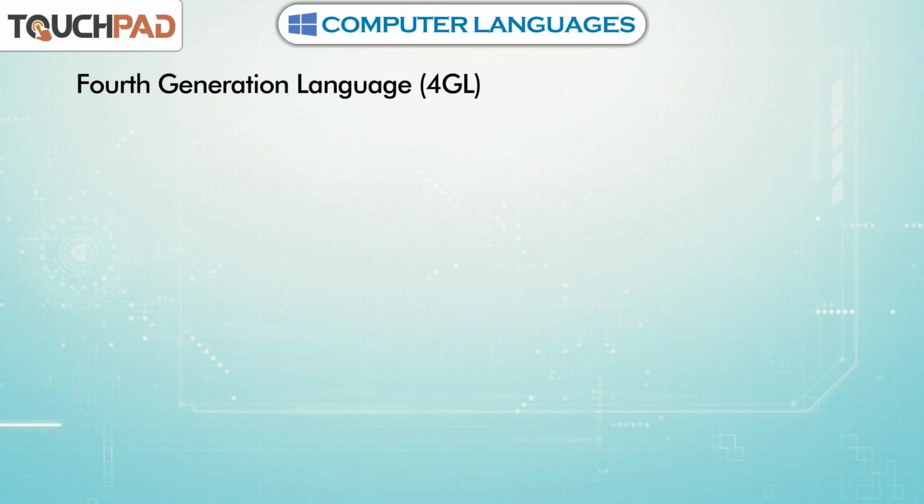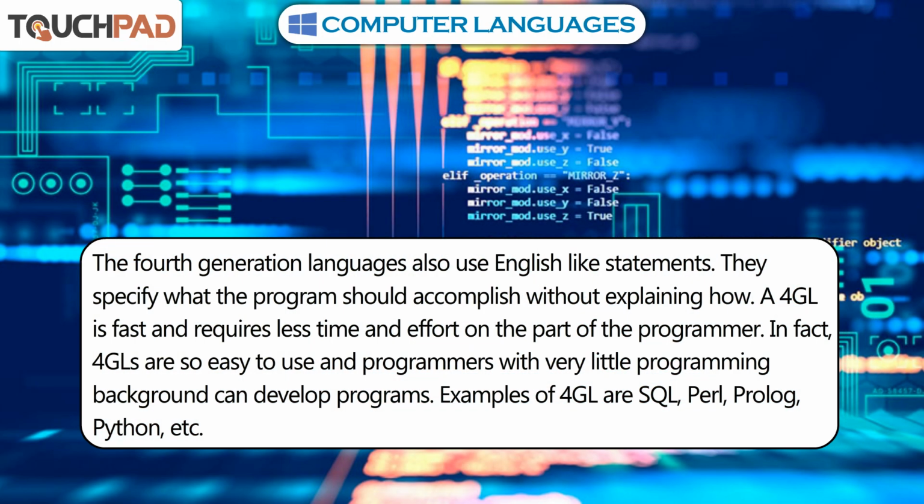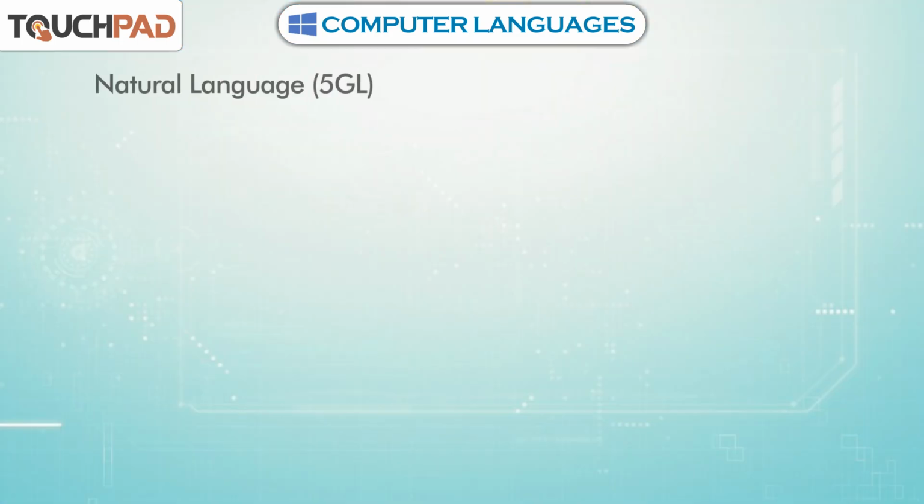Fourth generation languages, 4GL. The fourth generation languages also use English-like statements. They specify what the program should accomplish without explaining how. A 4GL is fast and requires less time and effort on the part of the programmer. In fact, 4GLs are so easy to use that programmers with very little programming background can develop programs. Examples of 4GL are SQL, Perl, Prolog, Python, etc.